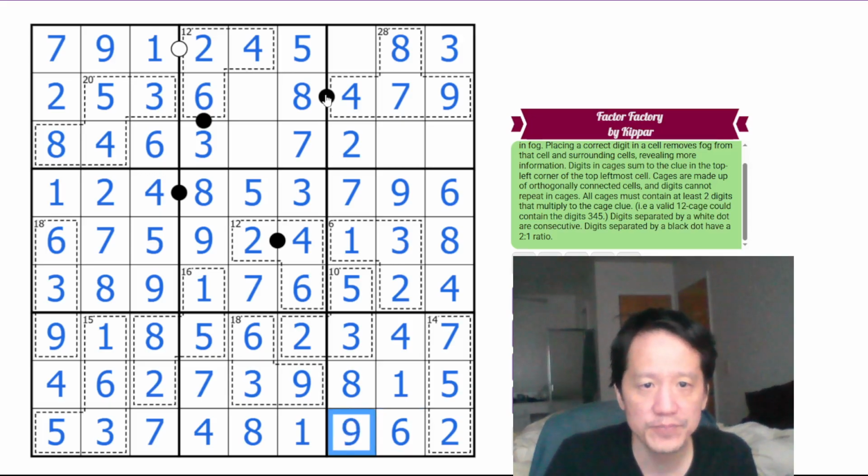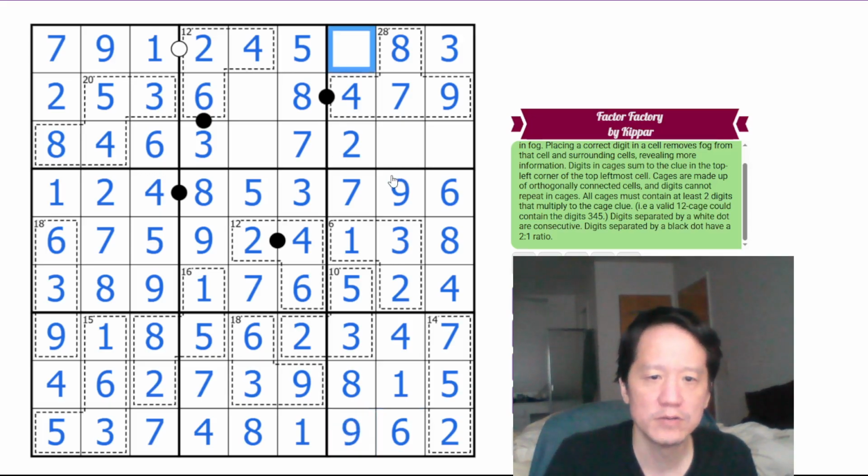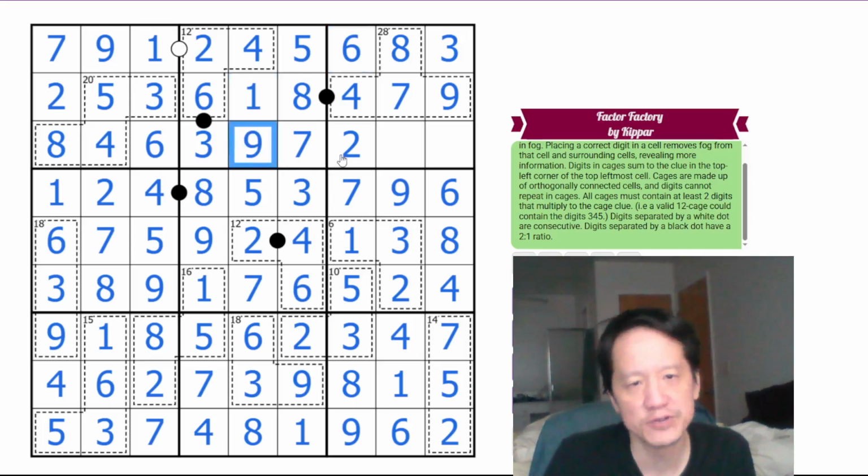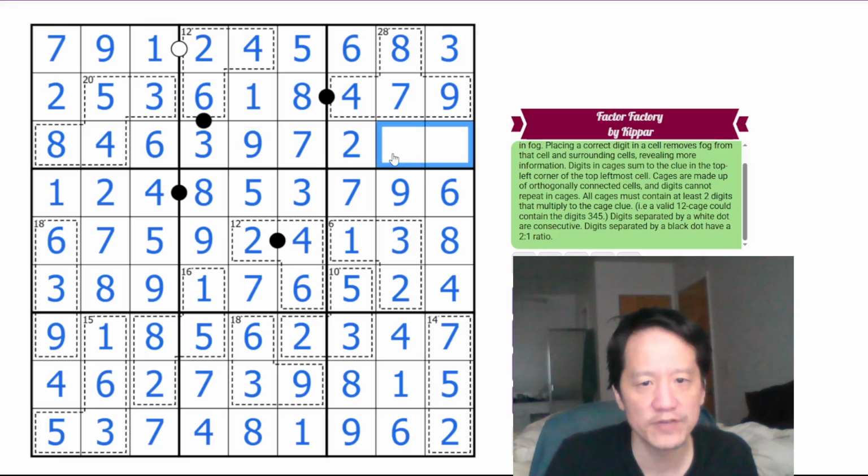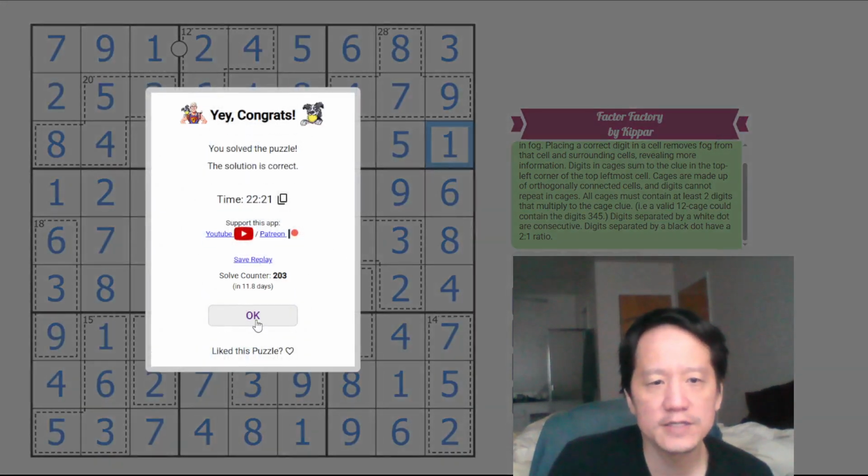6, 9. And the remaining digit here is a 6. The remaining digit here is a 1. The remaining digit here is a 9. And that leaves 1 and 5 here. So this must be a 5, that must be a 1. And that's how you solve it.